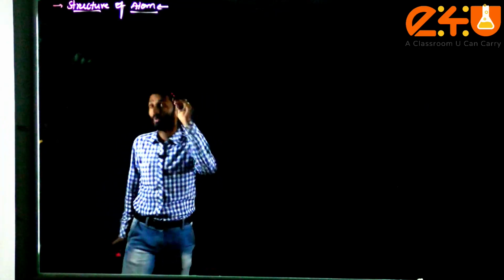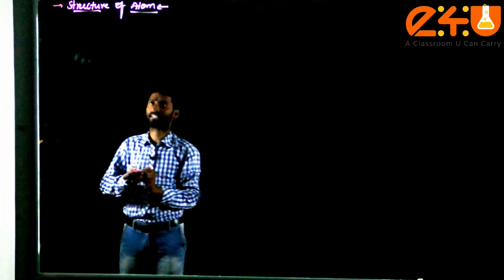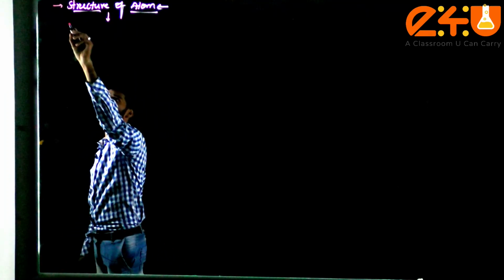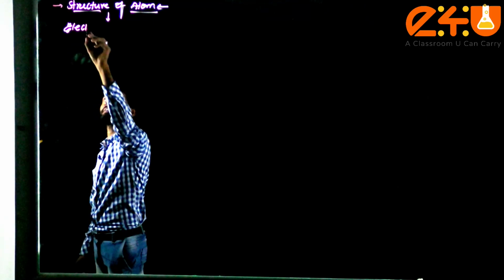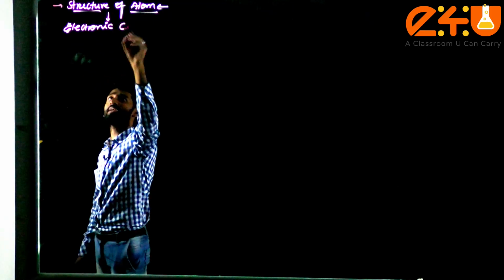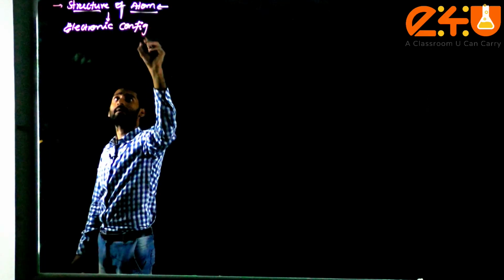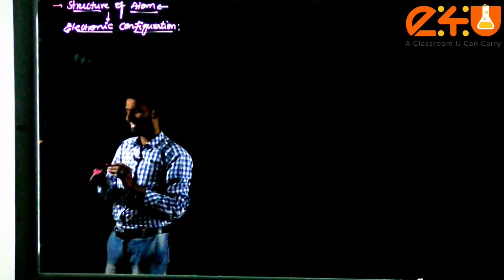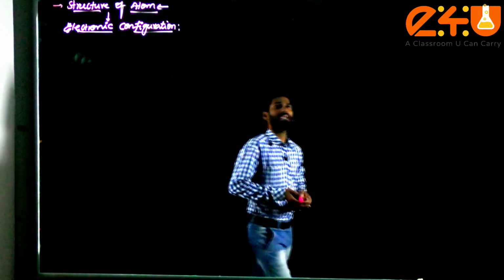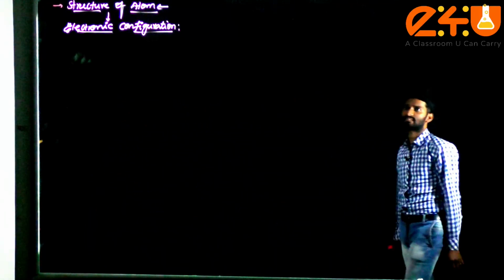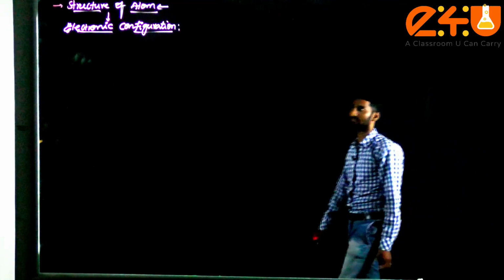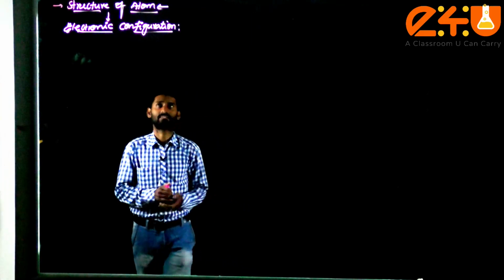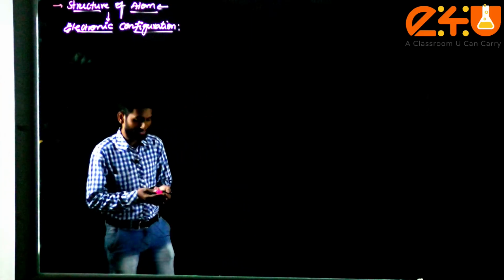Let us start now. The next small topic is electronic configuration. It is a very, very important topic. Students, we know what is meant by electronic configuration: the systematic arrangement of electrons in orbits, subshells or orbitals according to the increasing order of their energies is known as electronic configuration.